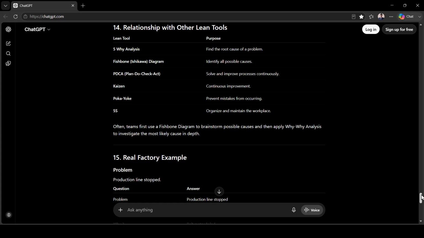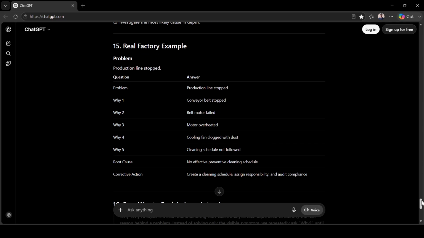Then a real factory example. Problem: production line stop. First why, conveyor belt stopped. Second why, belt motor failed. Third why, motor overheated. Fourth why, cooling fan clogged with dust. Fifth why, cleaning schedule not followed. Root cause: no effective preventive cleaning schedule. Corrective action: create a cleaning schedule, assign responsibility, and audit compliance.